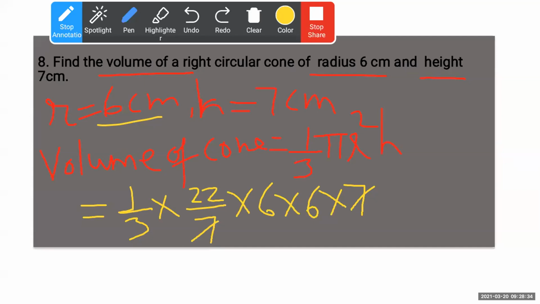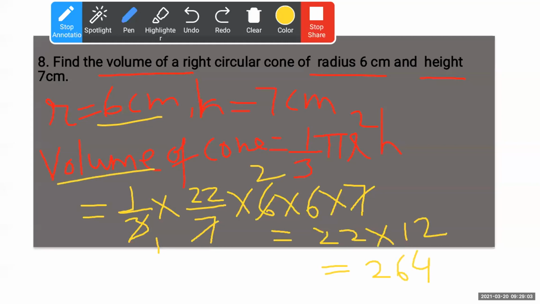So here 7 and 7 get cancelled. Again, I can cancel 3 ones and 3 twos. So here 22 into 2, and 22 as it is multiplied by 2 into 6 is what? 12. So 22 into 12 will give you how much? 264. And since it is a volume and centimeter, it is centimeter cube. 264 centimeter cube.